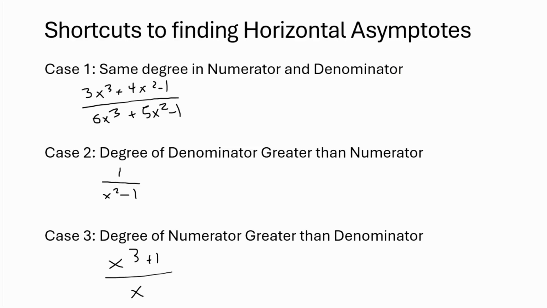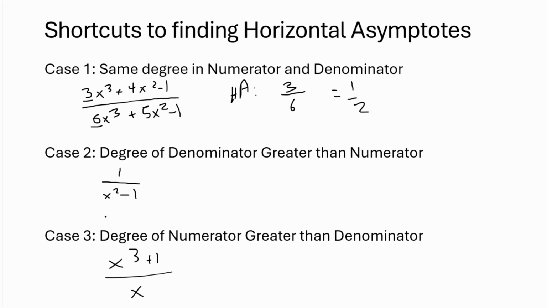Now some shortcuts to finding our horizontal asymptotes. You look at the highest power of the numerator and denominator. If they're the same, then you take the coefficients attached to it and divide it. So your horizontal asymptote, your y equals asymptote is going to be 3 over 6, which is 1 over 2.